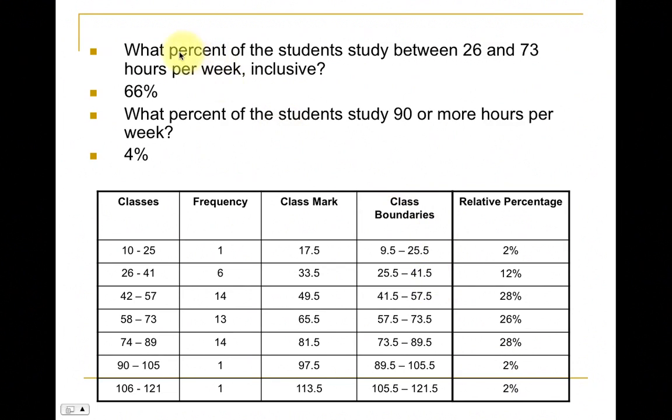Now, both of these questions asked what percent of students. That's why we're using the column relative percentage, because it's asking for a percent of students. If it said what number of students, we would be using the frequency column. So what number of students study between 26 and 73 hours per week? We would add 6 plus 14 plus 13. So this would give us 33. If we were asked what number of students study 90 or more, we take the 1 and 1 and we get 2. 2 students study 90 or more hours per week.